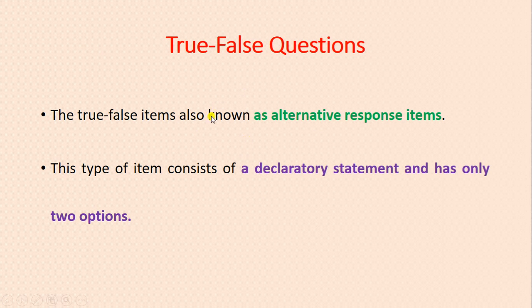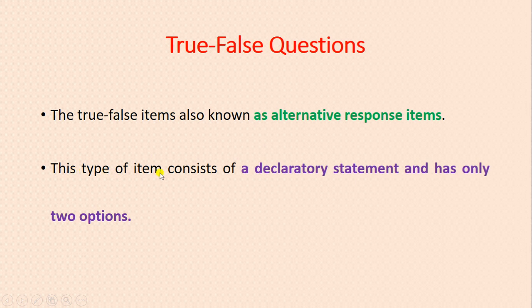Now, the third type of simple form objective type test is true false questions. My dear students, what are true false questions? The true false items are also known as alternative response items. Sometimes we say alternative response items for true false items, because here two options are given. They have to take the first option or the second option. Due to this reason, we also call these types of questions alternative response items.